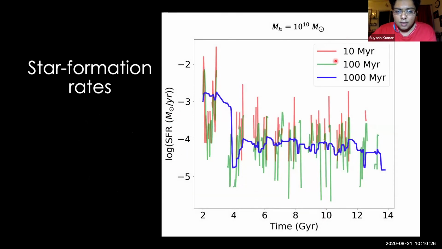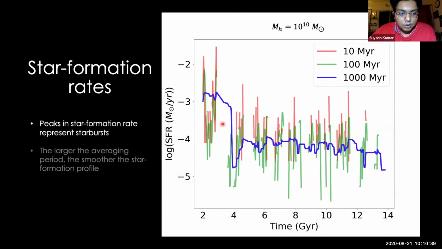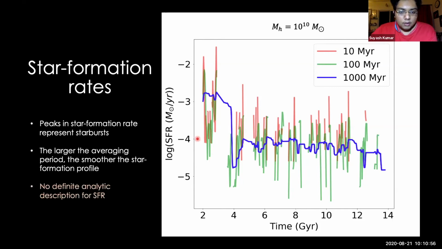And so we begin with looking at the log of the star formation rate as a function of time. We look at the average star formation rates for different averaging periods, and I present to you the plot for the least massive galaxy here. And peaks in star formation essentially represent what we would call starbursts, and larger averaging periods produce smoother profiles, as you can see for the 1000 megayear case. And that's because larger averaging periods are less sensitive to local disturbances in the galaxy temporarily. But the essential upshot is that there's no definite analytic prescription for the star formation rate as a function of time, which is why I've just presented to you one plot.